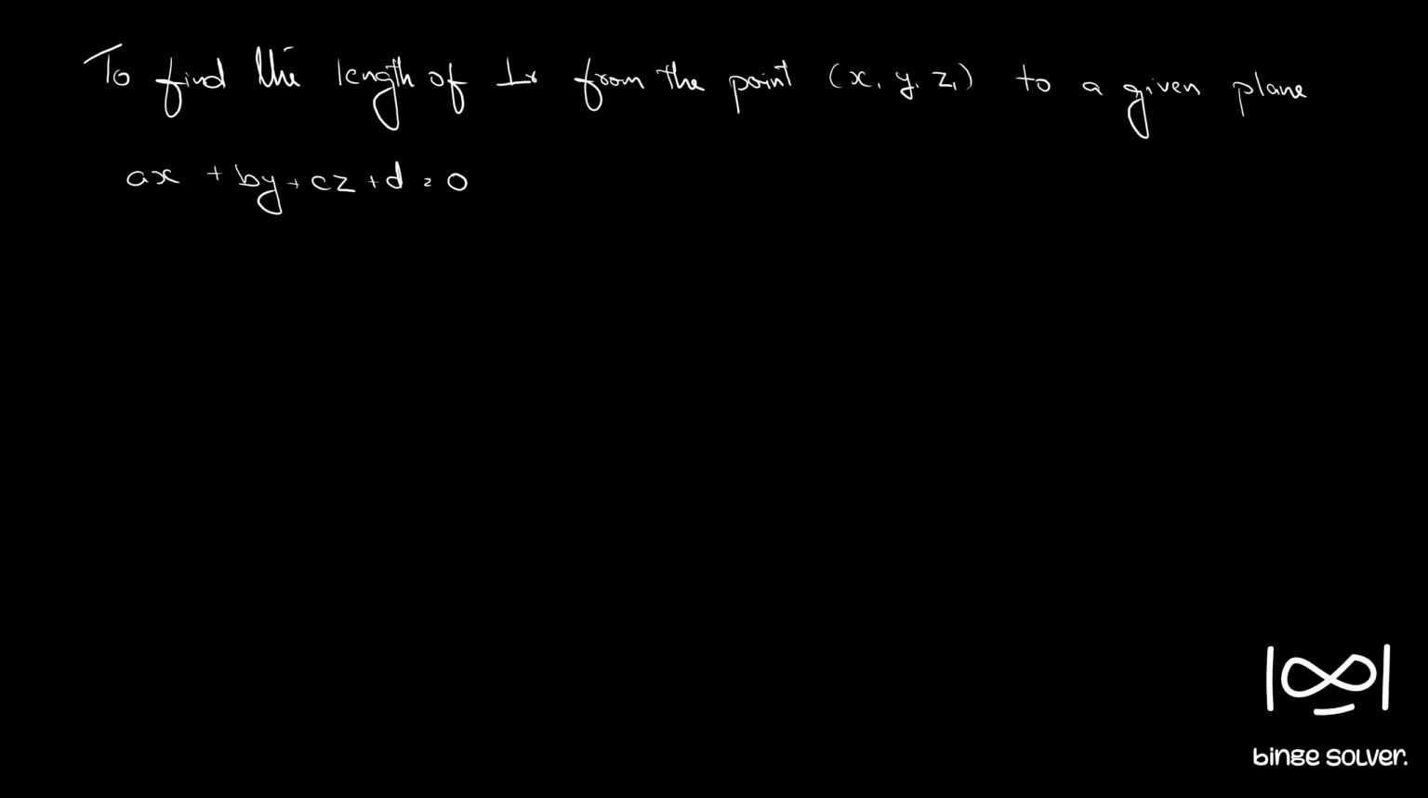The next concept is finding the length of the perpendicular from a given point x1, y1, z1 to a given plane ax plus by plus cz plus d. So I'll just draw. We have a plane and a given point. We need to find the distance. We draw a perpendicular. The length of this line segment is the distance from this point to this plane. We have to find this distance.